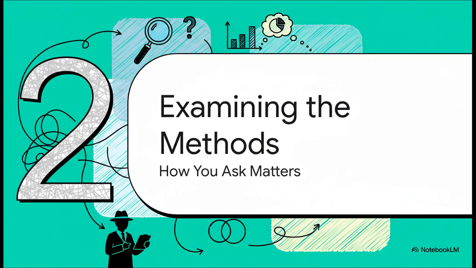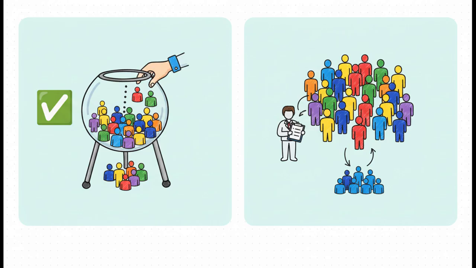Okay, so we've covered the who. Now our investigation takes a turn. We need to look at the how. The way you collect the data is every bit as important as who you're collecting it from. And when it comes to sampling, there are basically 2 ways to go. You've got the good way, probability sampling, where pretty much everyone in the population has a fair shot at being chosen. It's random, it's fair.